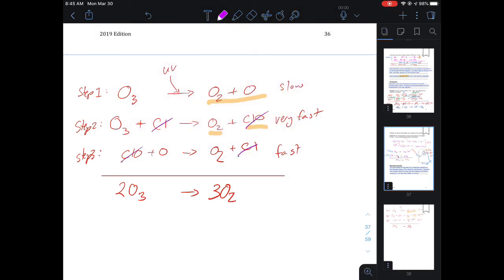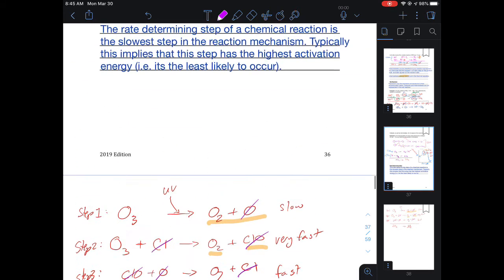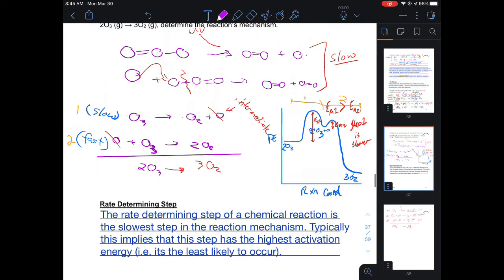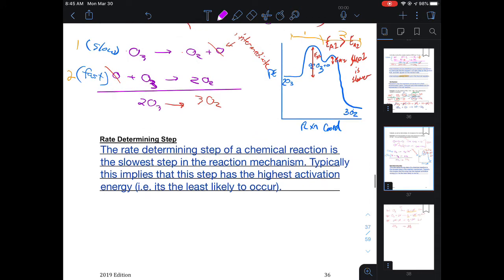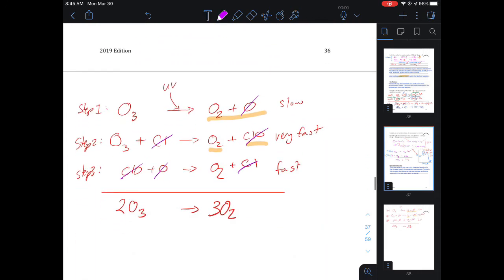The ClO cancels out as our intermediate. The oxygens even cancel out as intermediates, leaving us with 2 ozones go in and 3 oxygens come out. So before we had 2 slow reactions that were required, and now we have only 1 slow step and 2 very fast steps. So this reaction is much more dangerous because notice that at the end, the chlorine is regenerated.